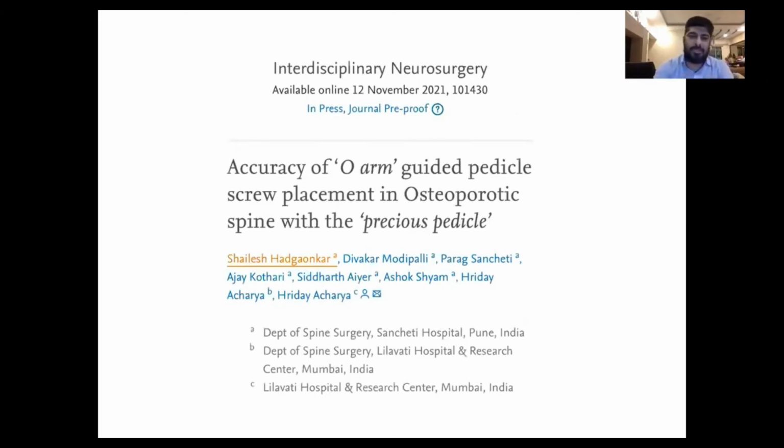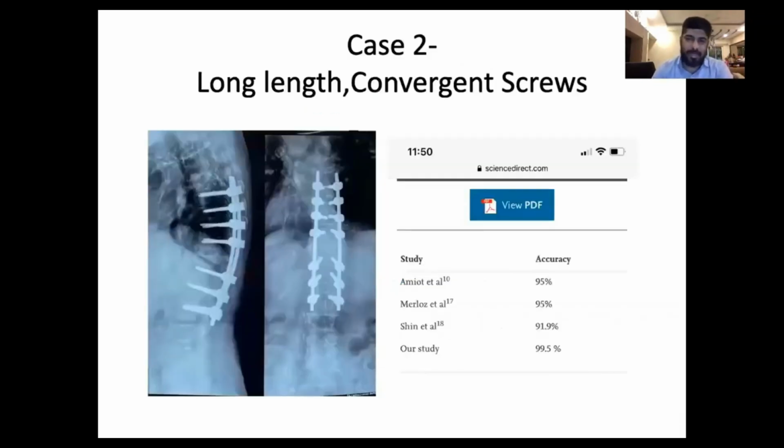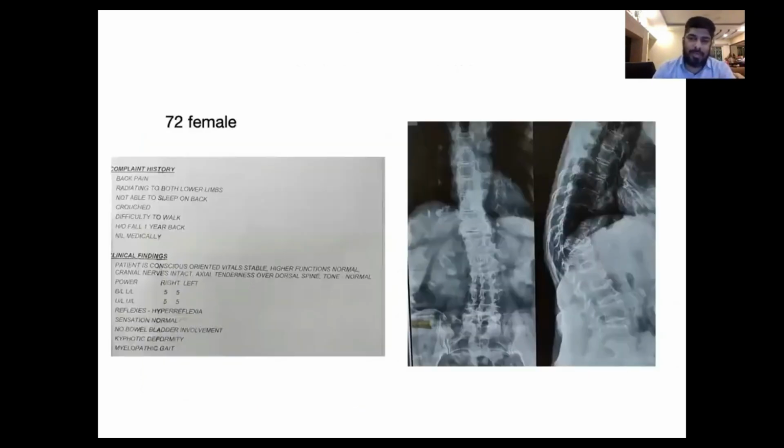This is our recent paper published in Interdisciplinary Neurosurgery, which is talking about the precision of the pedicle in osteoporotic spine, accuracy of O-arm guidance in pedicle screw placement. And our study talks about 99.5% accuracy in pedicle screw placement, as the angle of convergence, angle of inclination, and the length of the screw, everything can be dealt with in one go.